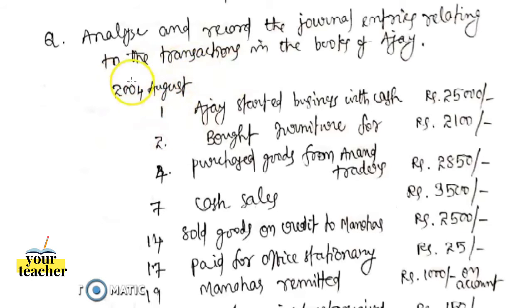The month is given as August 2004. On August 1st, Ajay started business with cash rupees 25,000. On August 2nd, he bought furniture for rupees 2,100. On August 4th, he purchased goods from Anand Traders for 2,850 rupees.